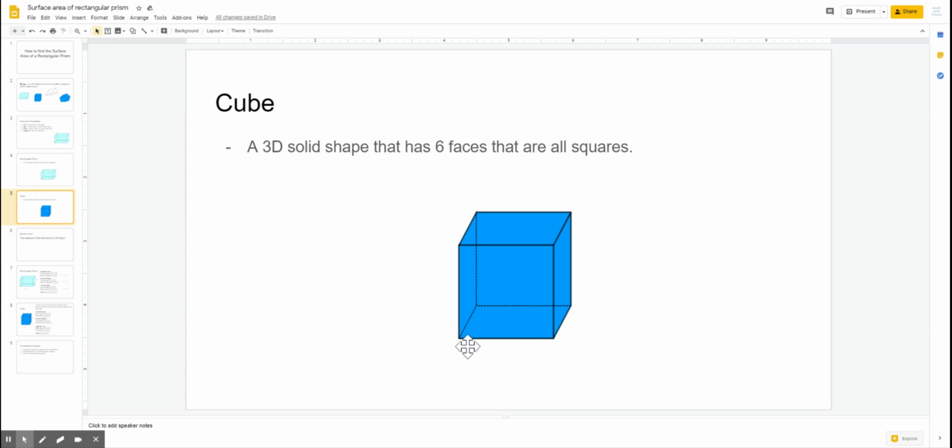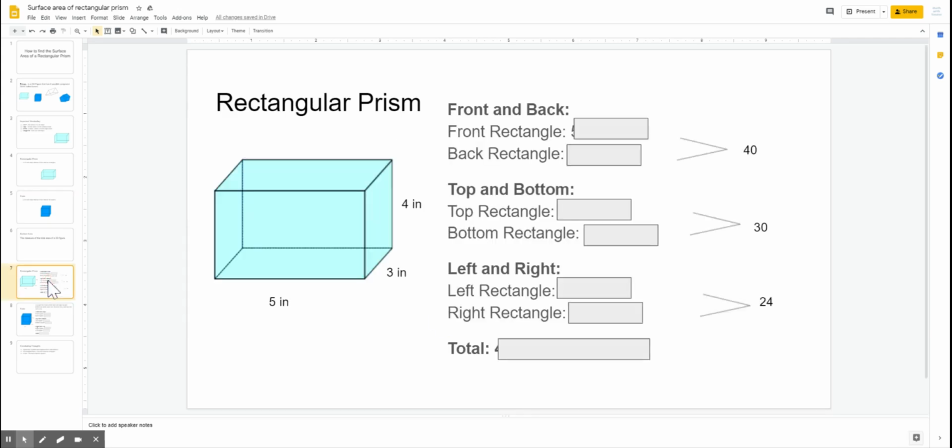So we have to find the area of each face and then add them up. So here's our first example of a rectangular prism. And we're going to work first on the front and the back side. So we're going to first start finding the area of the front side and the back side. So here is our front face.